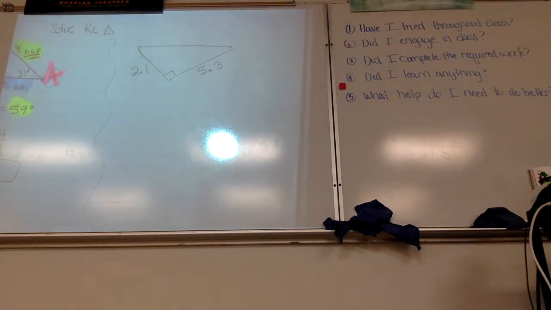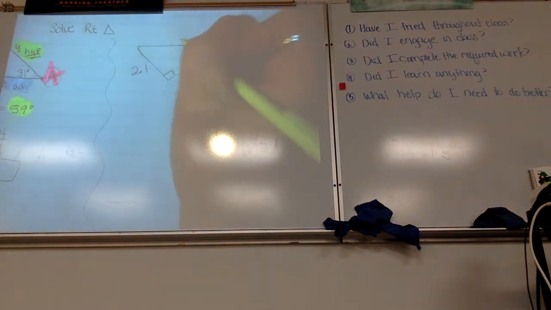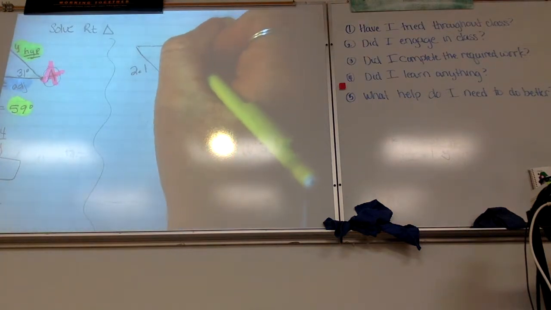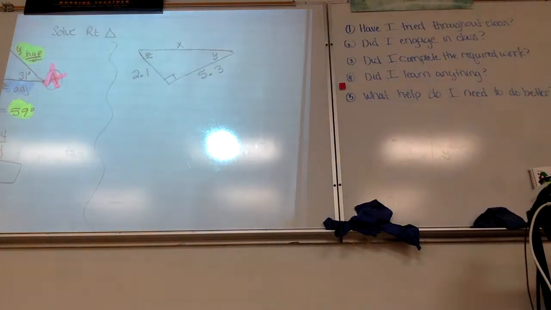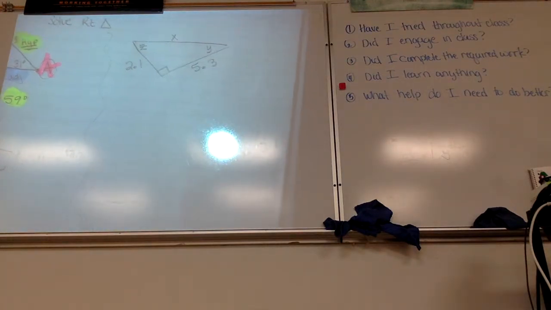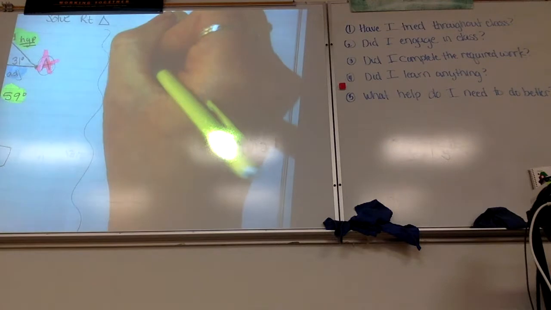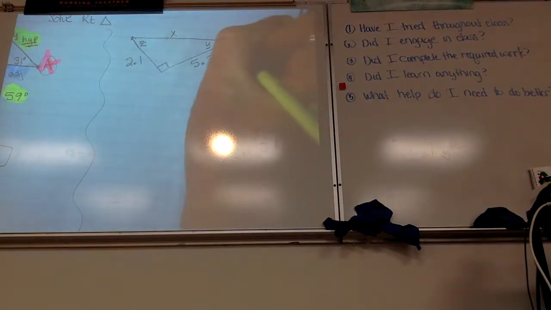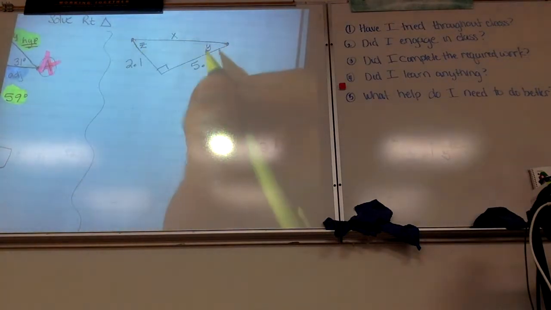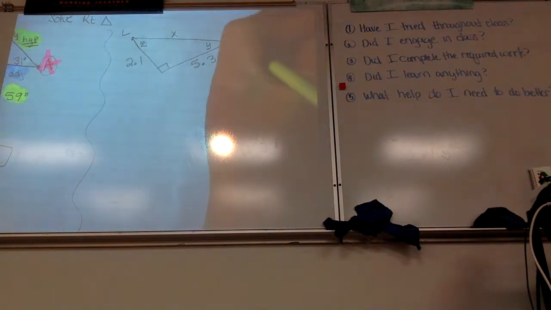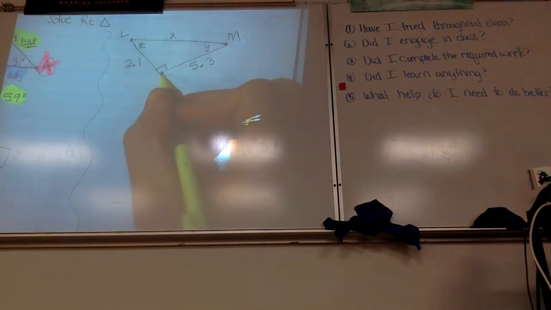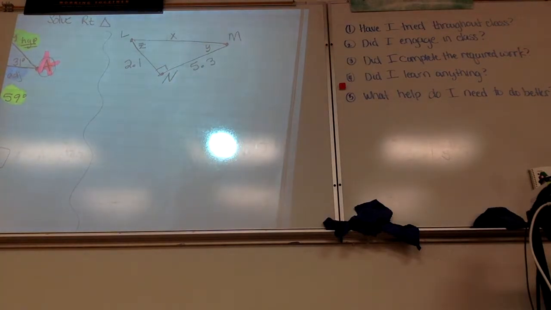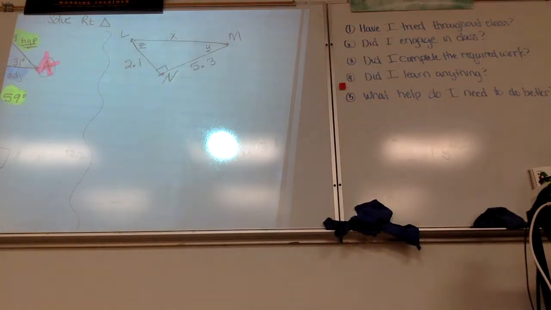Okay. Let's take a look. So I'm going to label this X, Y, and Z. And I guess I'll call my triangle LMN. Don't know if it really matters, but. Okay, so I need to find the values of X, Y, and Z.